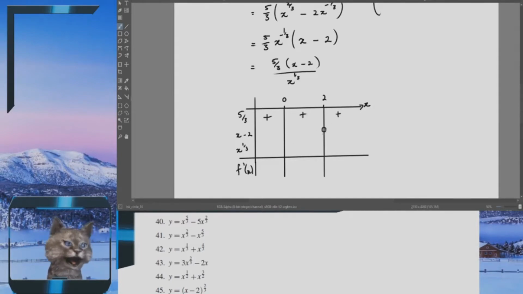X minus 2 is 0 when x is 2. It's in the numerator. Here's my derivative. It's in the numerator, so it'll make the derivative 0. It's going to go negative to positive. X to the 1/3, or the cube root of x. That is an ugly root. Wow.